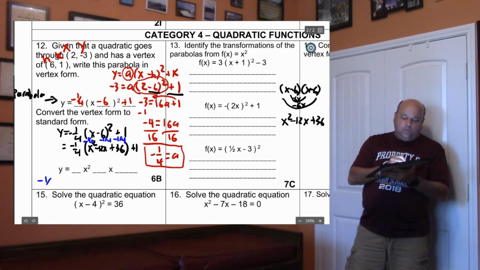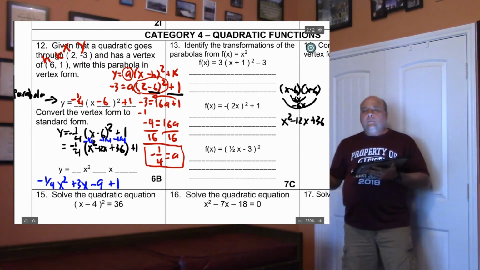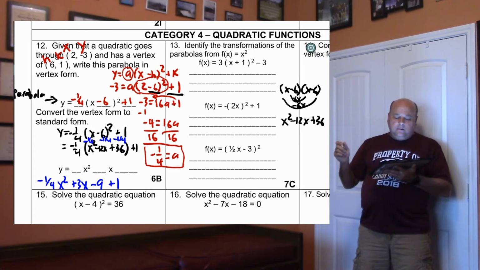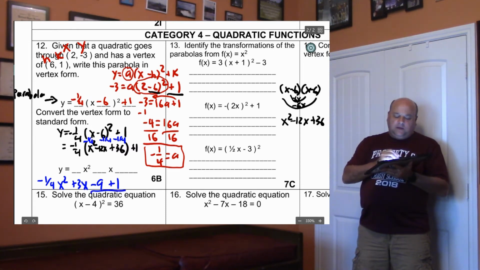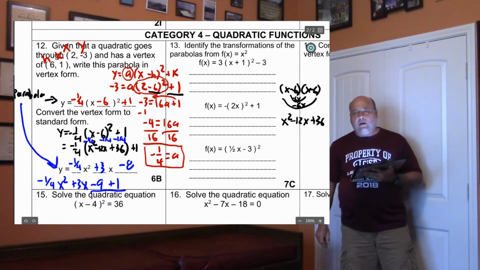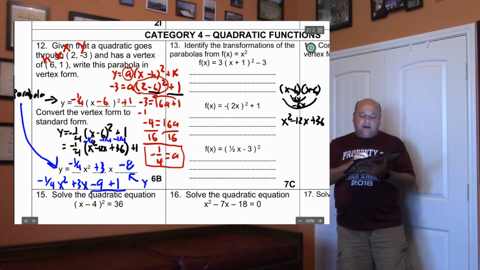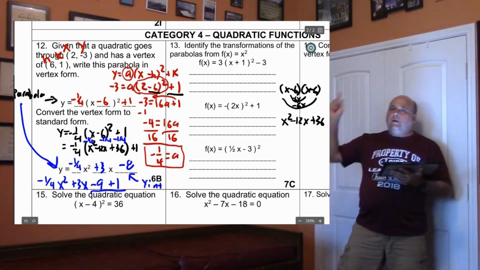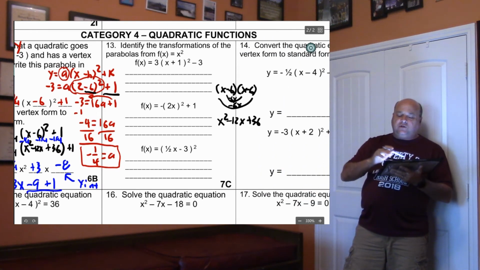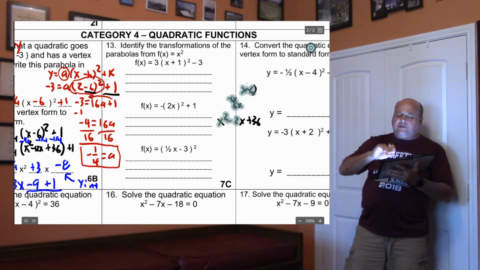So I'm going to have -1/4 x squared plus 3x minus 9 plus 1. And then lastly, we're going to group these two. So the final equation will be -1/4 x squared plus 3x and then minus 8. These would graph the same parabola. So if I graph both those parabolas, they'd sit right on top of each other. And remember that -8 is the y-intercept. Wow, a lot of math there. Let's go to 13. These are the transformations.